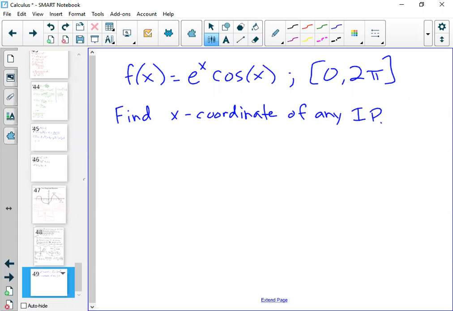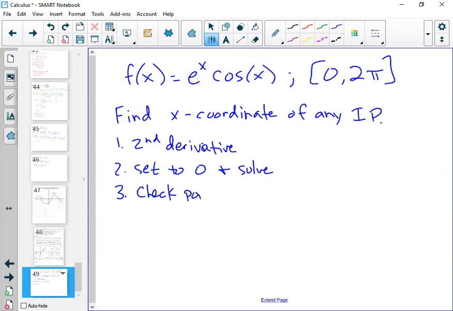Okay, so as we should know, the steps for finding inflection points are to take the second derivative. The second step is to set it to 0, and we're just going to add the next step to solve. And then usually I think this is the fourth step, but I'm trying to save time. We're going to check those points on our horizontal line test. So that being the case, step one, let's take the second derivative.